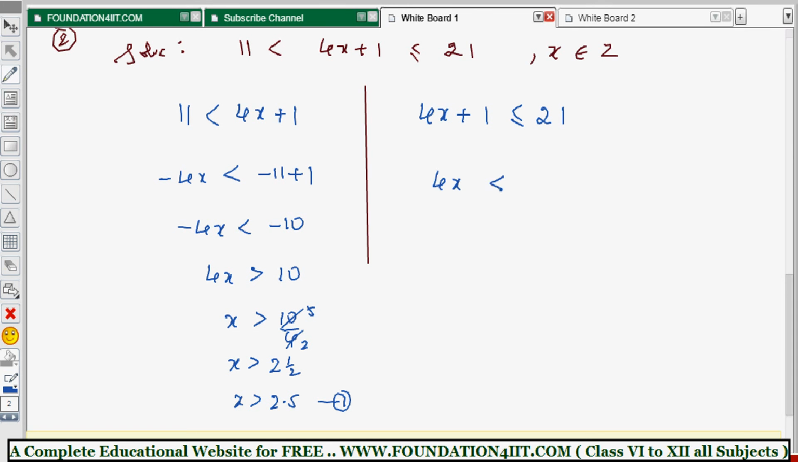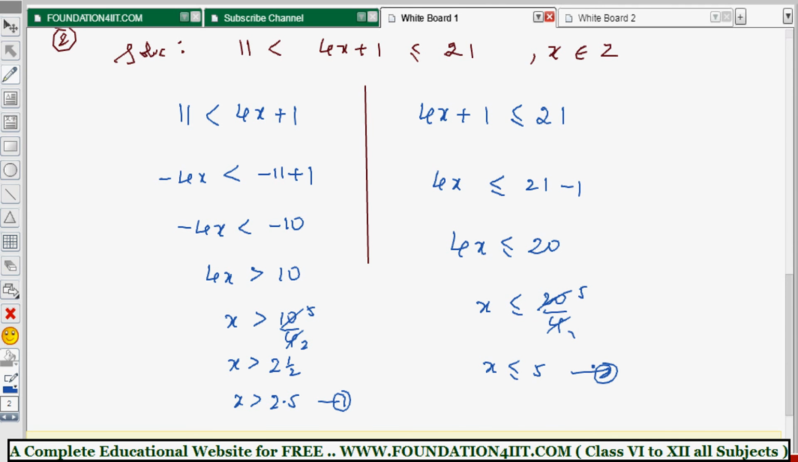So 4x less than or equal to 21 minus 1. When you take this plus 1 to the right side, it becomes minus 1. 4x less than or equal to 21 minus 1 is 20. And divide by 4 on both sides. Then x is less than or equal to 20 divided by 4. This 4 into x, so you can take the right side divided by 4. X is less than or equal to 5, because 4 fives are 20.